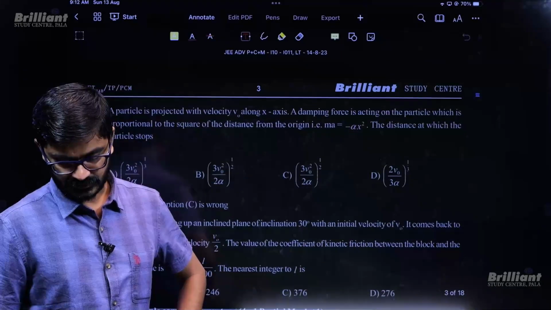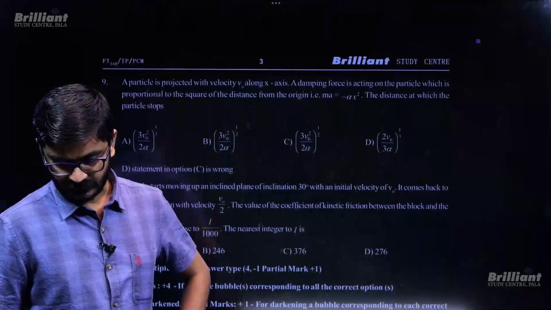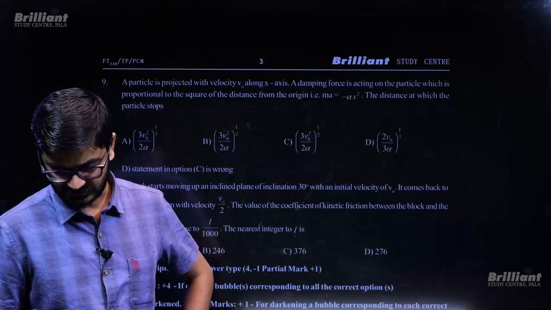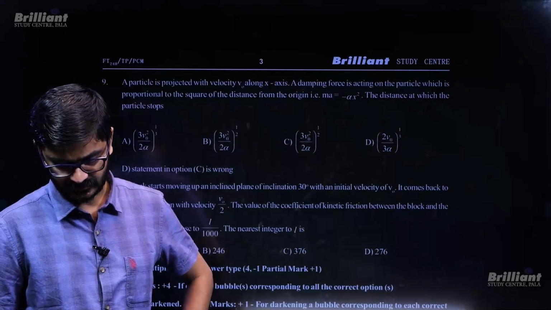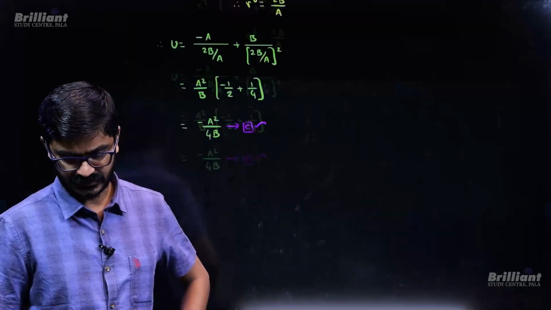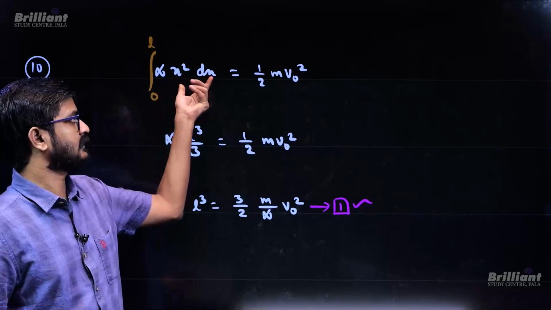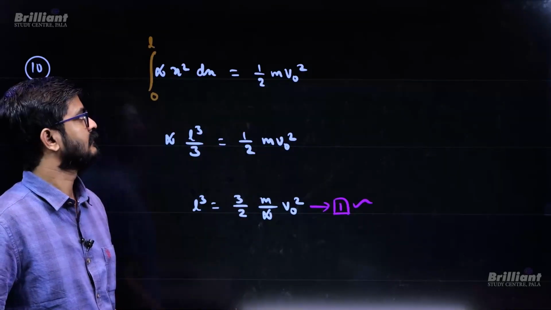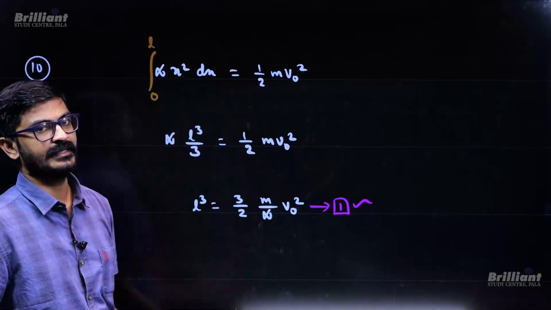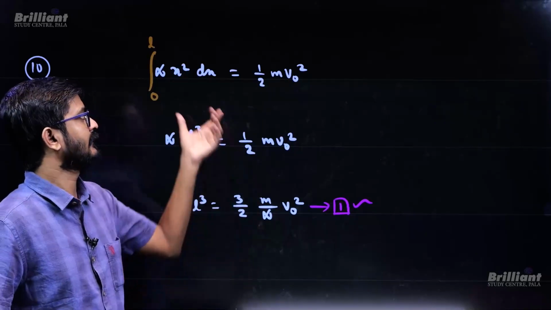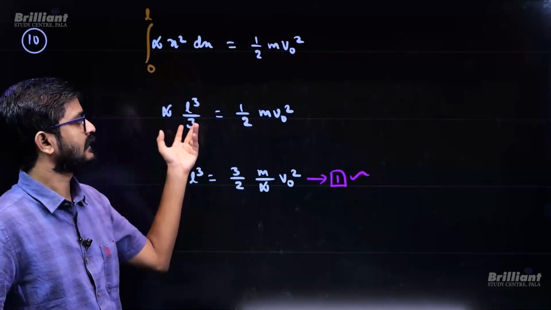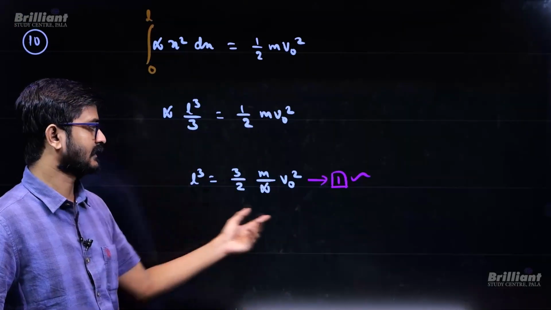A particle is projected with a velocity v0 along x-axis. A damping force is acting on the particle which is proportional to the square of the distance from the origin, ma equals minus alpha x square. Find the distance at which the particle stops. So if it is stopping, there is change in kinetic energy. So we can go with work done equals change in kinetic energy. So work done by that force equals change in kinetic energy magnitude wise. It is going to heat the mechanical energy. So basically its work done will be negative. That is the reason kinetic energy is becoming 0. Anyway, magnitude wise they must be equal. When you do that calculation, you will end up with something like this.